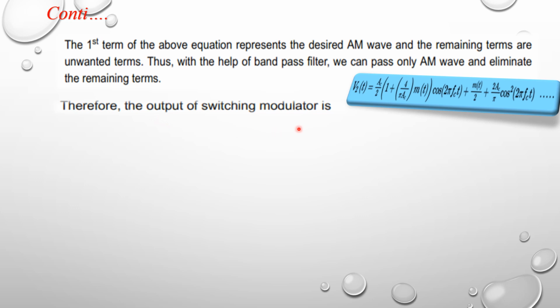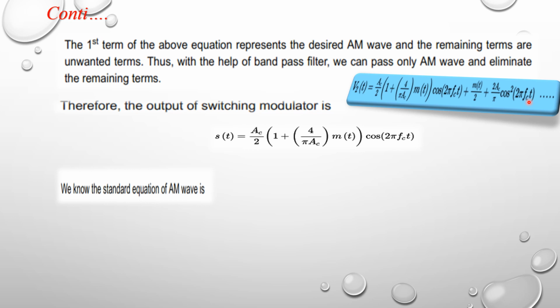Therefore, the output of the switching modulator is s of t equal to Ac by 2 into 1 plus 4 divided by pi Ac into m of t, into cos 2 pi fc t. Using the band pass filter, we eliminate m of t by 2 plus 2 Ac by pi cos square 2 pi fc t. These two terms are the unwanted signals.